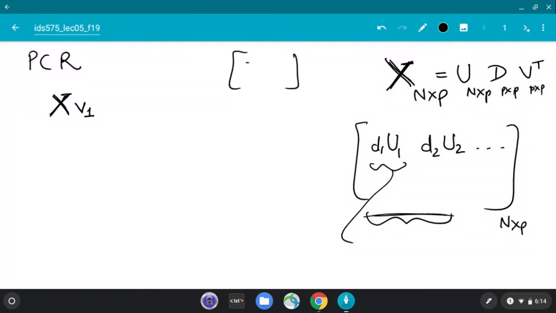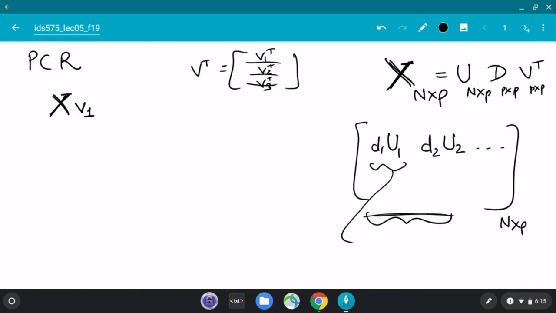If V transpose has vectors like this, v1, v2, v3, I guess row vectors, so let me put transposes there. So this would be V transpose, where this is p cross p, right? Which means there will be p rows or p columns. I'm just saying, think of the first row. That vector is this v1.